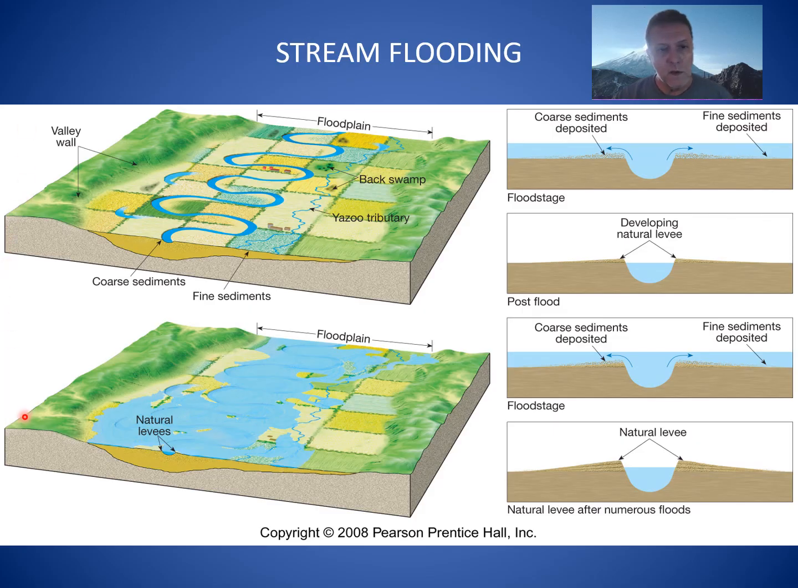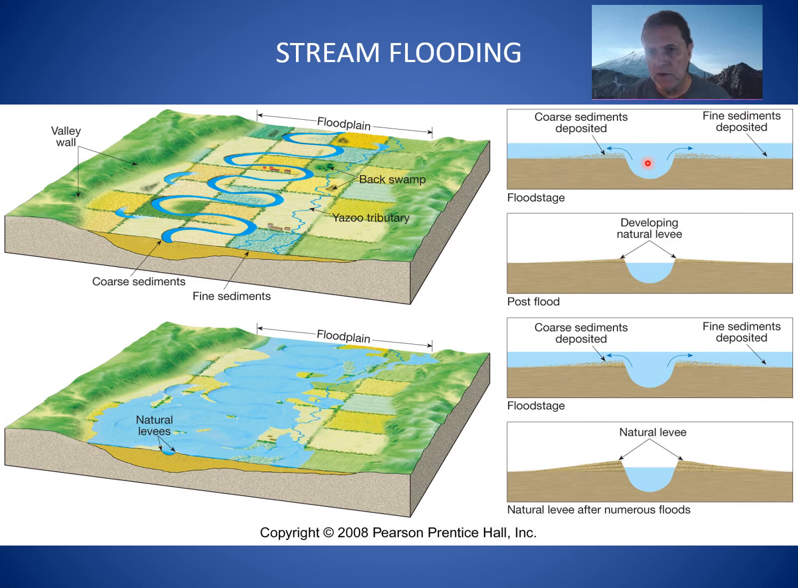So here's the anatomy of a stream flood. You see here the river in normal flow, meandering river with its loops. As more water comes into the channel from rainfall, it'll flood. That means the river gets bigger, it gets deeper, it gets wider. And we have the construction of what we call levees. A levee is like a bank.